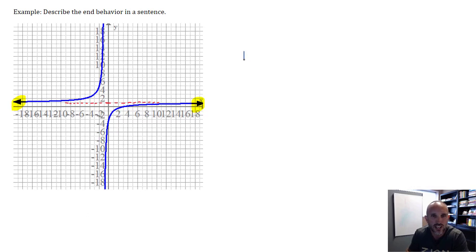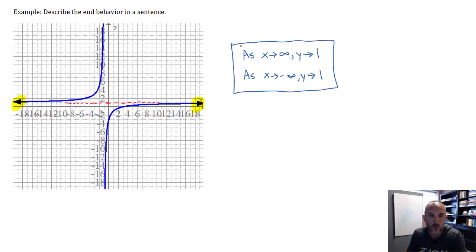So in both cases, as x goes to positive infinity, y is getting closer and closer to 1. And as x goes to negative infinity, y is also getting closer and closer to 1. That would be fine for describing the end behavior. If we want to be more explicit, on the right end behavior, we can see that y is getting closer and closer to 1 from beneath 1.